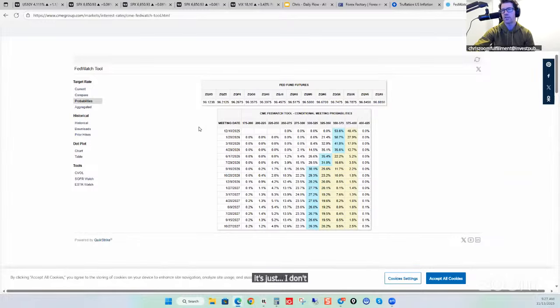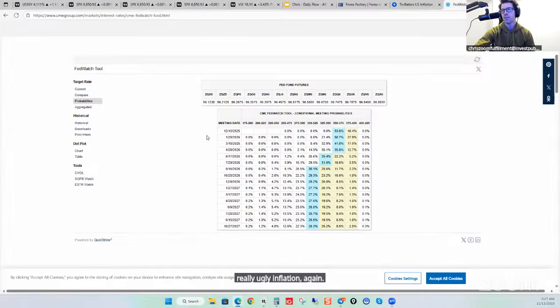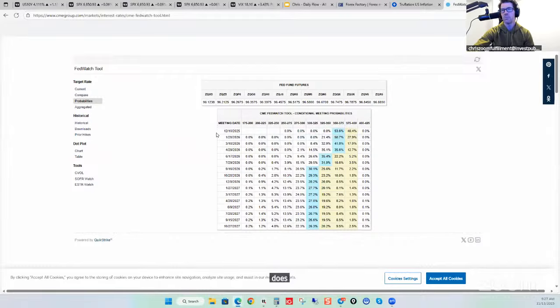We don't know how close we are to actually having really ugly inflation again. You know, it's a delicate market. So I think we're holding on to optimism and ignoring some of the risks underneath the hood. But this was like high 60s. Now it's 53. So since we're going into December, which isn't that far away, I know it's technically about a month away, but this Fed decision at 50-50 does not make it easy to position for.